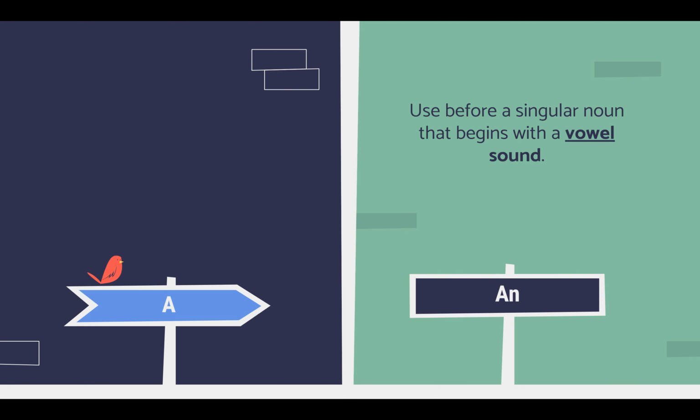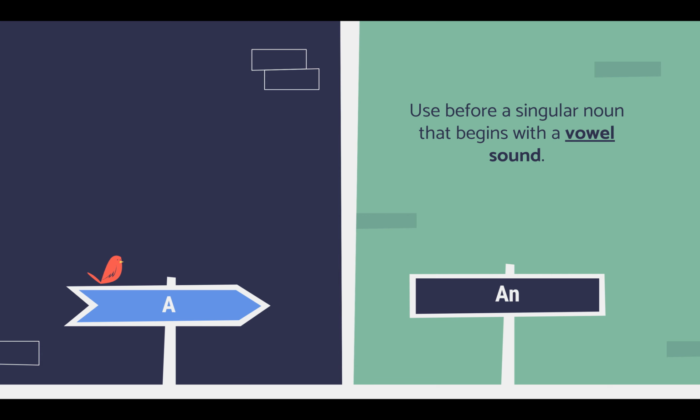Let's start with an. The first thing to know is that we use an before a singular noun. A singular noun means that it's a noun that's only one of something. For example, an egg is one egg. An octopus is one octopus. And we use an before a singular noun that begins with a vowel sound.